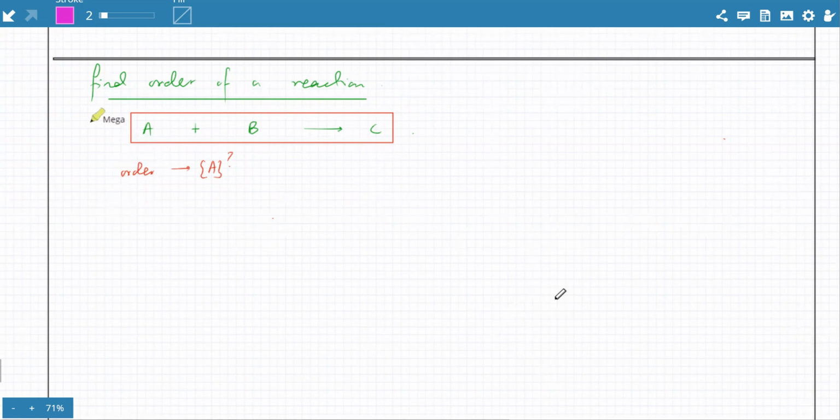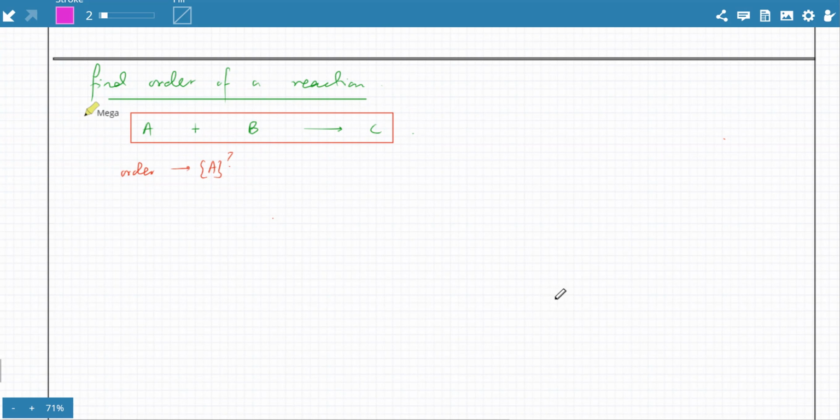You can type in the chat. So right now we don't know the mechanism. We don't know whether it's a 3-step reaction, whether it's a 10-step reaction, whether it's a 1-step reaction. Okay, so I have no idea what the order is.